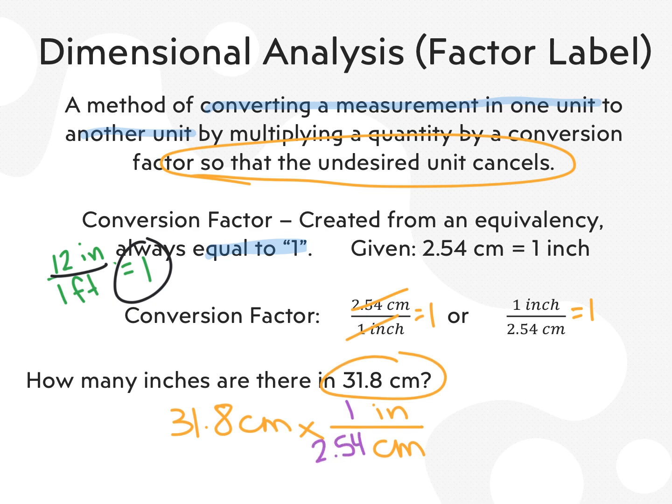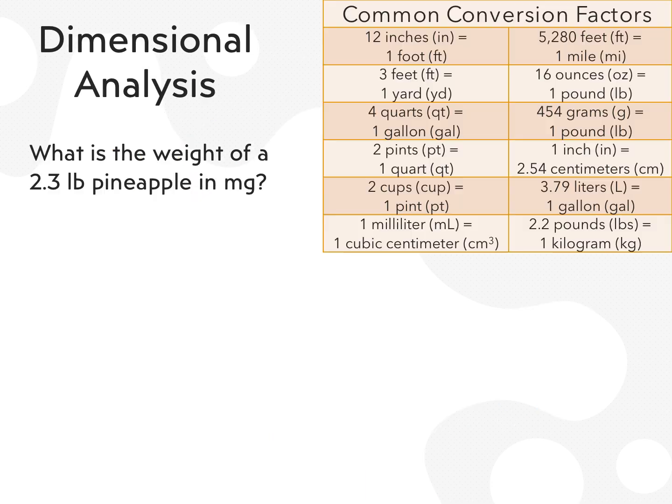So 31.8 divided by 2.54 times 1 is 12.5. And so then for my units, the centimeters divided by centimeters cancels. I'm left with inches. And that's dimensional analysis.